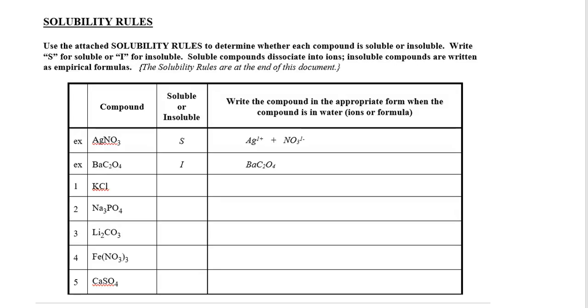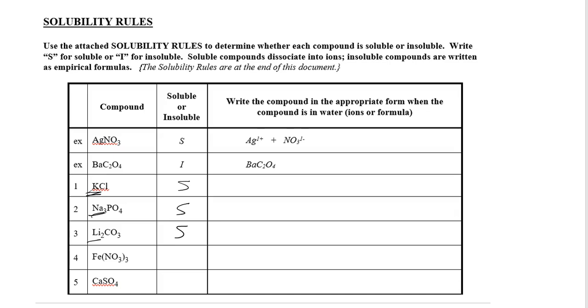So let's practice this real fast. I'm going to go through it, and I'm hoping that you'll pause it and go back. Here we're going to look at potassium, sodium, lithium. These are all group 1 metal ions. Because they're group 1, this is the only time that happens. Group 1 metal ions are always soluble.